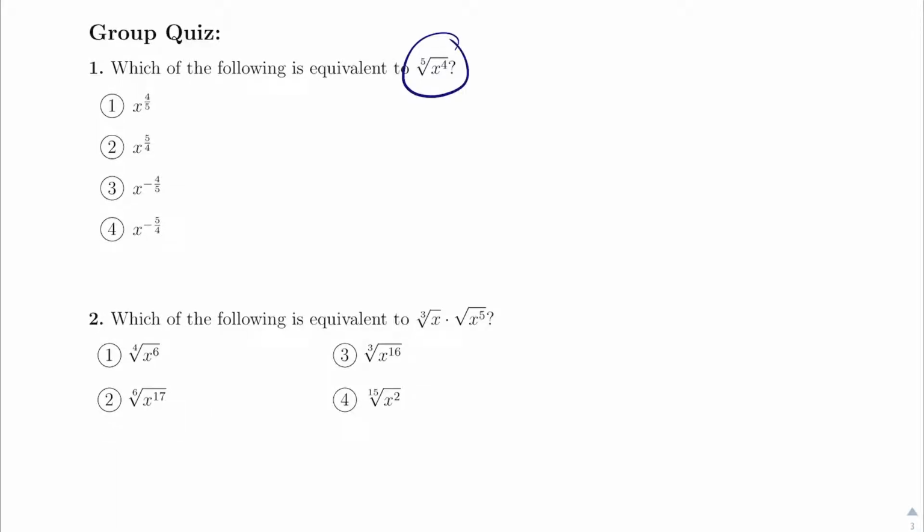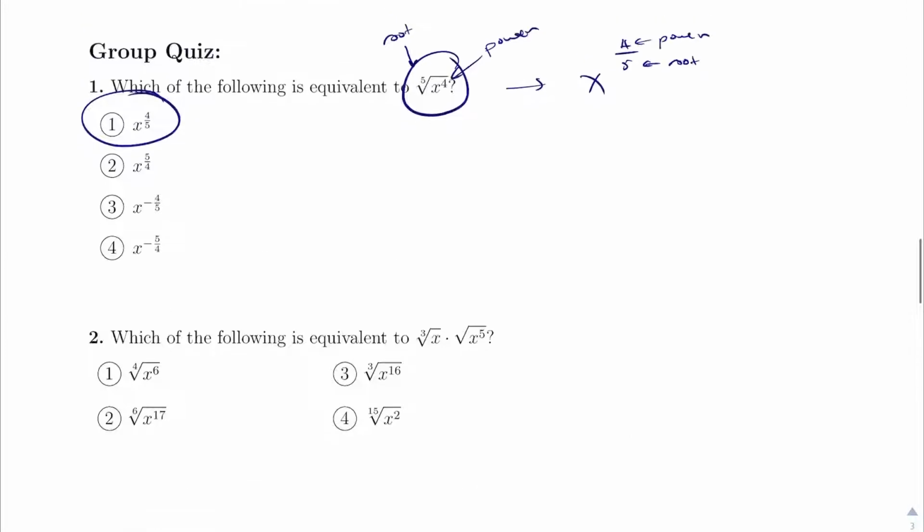So to rewrite these radicals with powers as fractional exponents, you have to remember that when you write it as a fractional power, you have x to the power, and power always goes on top, so power of 4. And then the root, just like a plant, always goes on the bottom, so the root is on the bottom. So you get x to the 4/5, which is this one. Which of the following is equivalent to this?